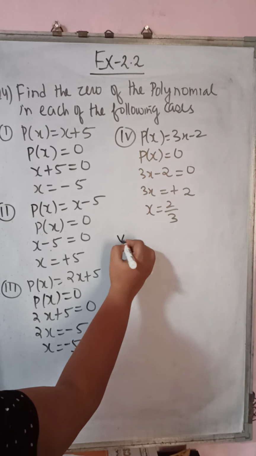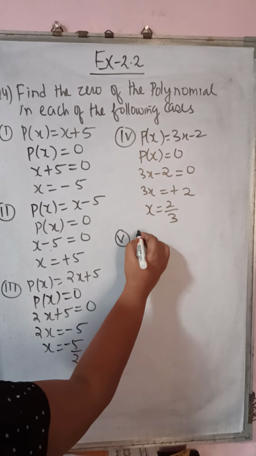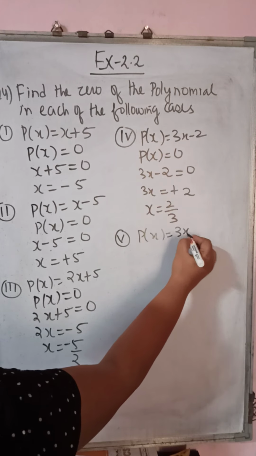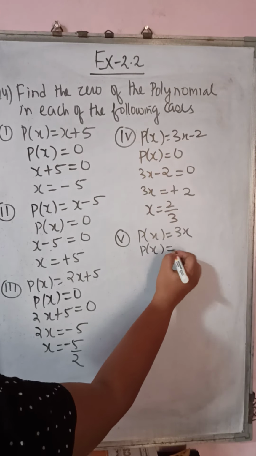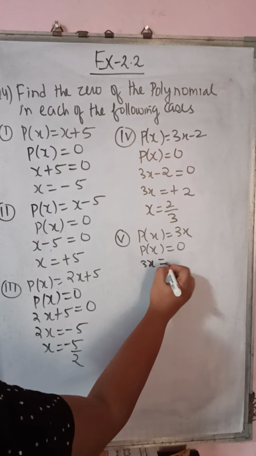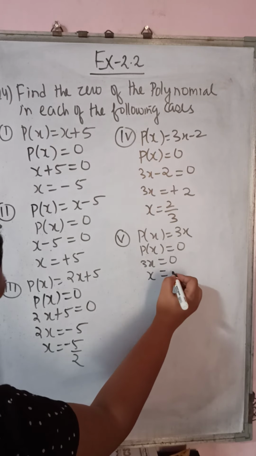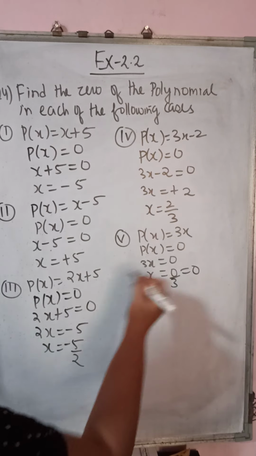Fifth part, p of x is 3x. So again, p of x should be equal to 0. That means 3x should be equal to 0. So x should be equal to 0 by 3, which is equal to 0.